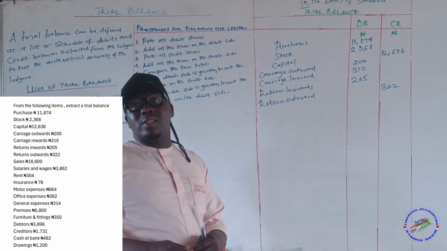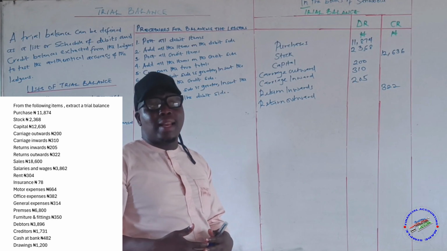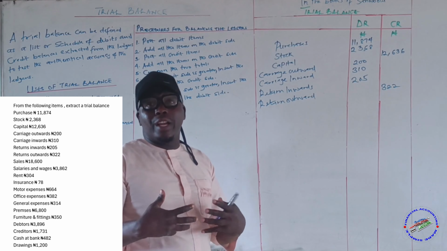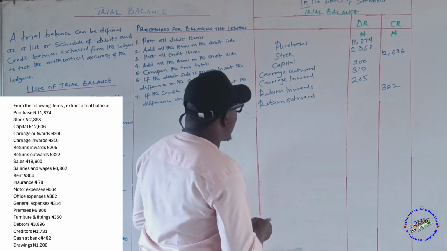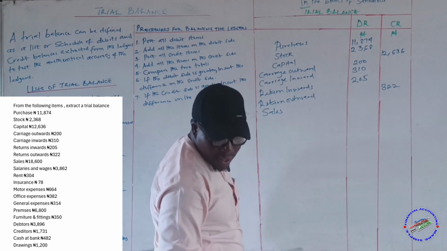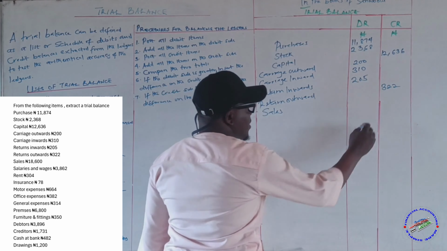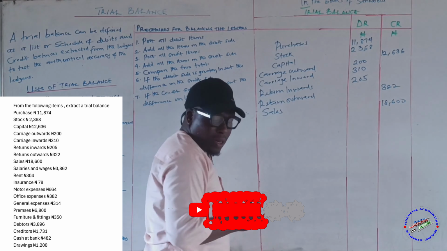The next one is sales. When we sell our goods, we are going to receive money. And sales falls under income, revenue, or gains. So for sales, it's going to have a credit balance. Sales, 18,600 on the credit side.